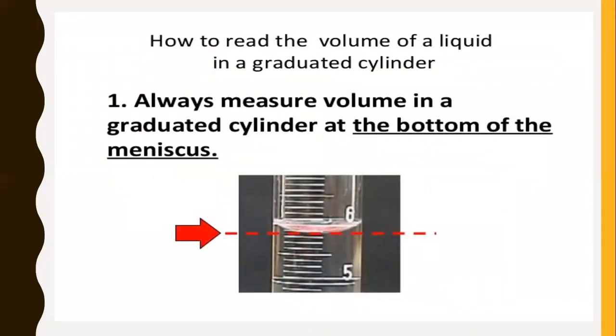Okay, students, always remember that you have to measure the volume in a graduated cylinder at the bottom of the meniscus. Okay, this is a very important point that you have to measure the liquid at the bottom of the meniscus, not from the upper side. Where the meniscus is at its lower level, you have to measure that reading, and that is actually the volume of that liquid.